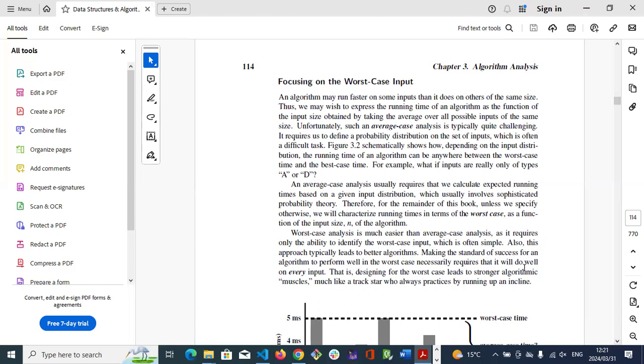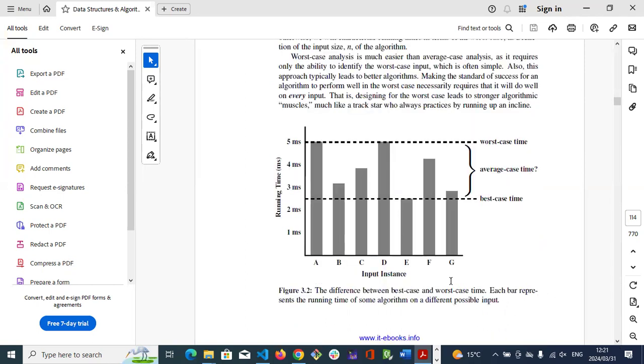Making the standard of success for an algorithm to perform well in the worst case necessarily requires that it do well on every input. Designing for the worst case leads to a stronger algorithmic muscle, much like a track star who always practices by running on an incline, on a high hill. You can see the difference between the best case and worst case here: inputs A and D are worst cases, and input E is a best case.